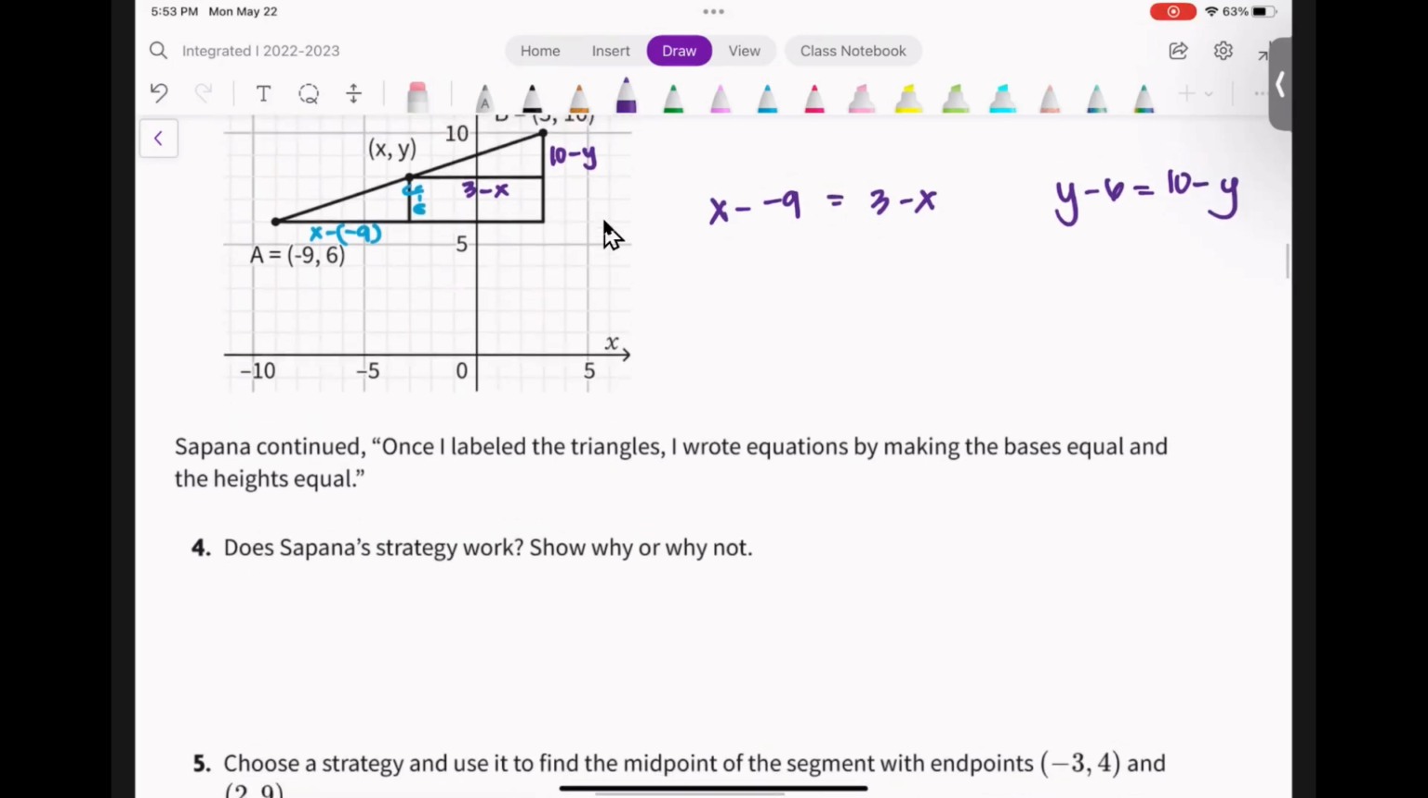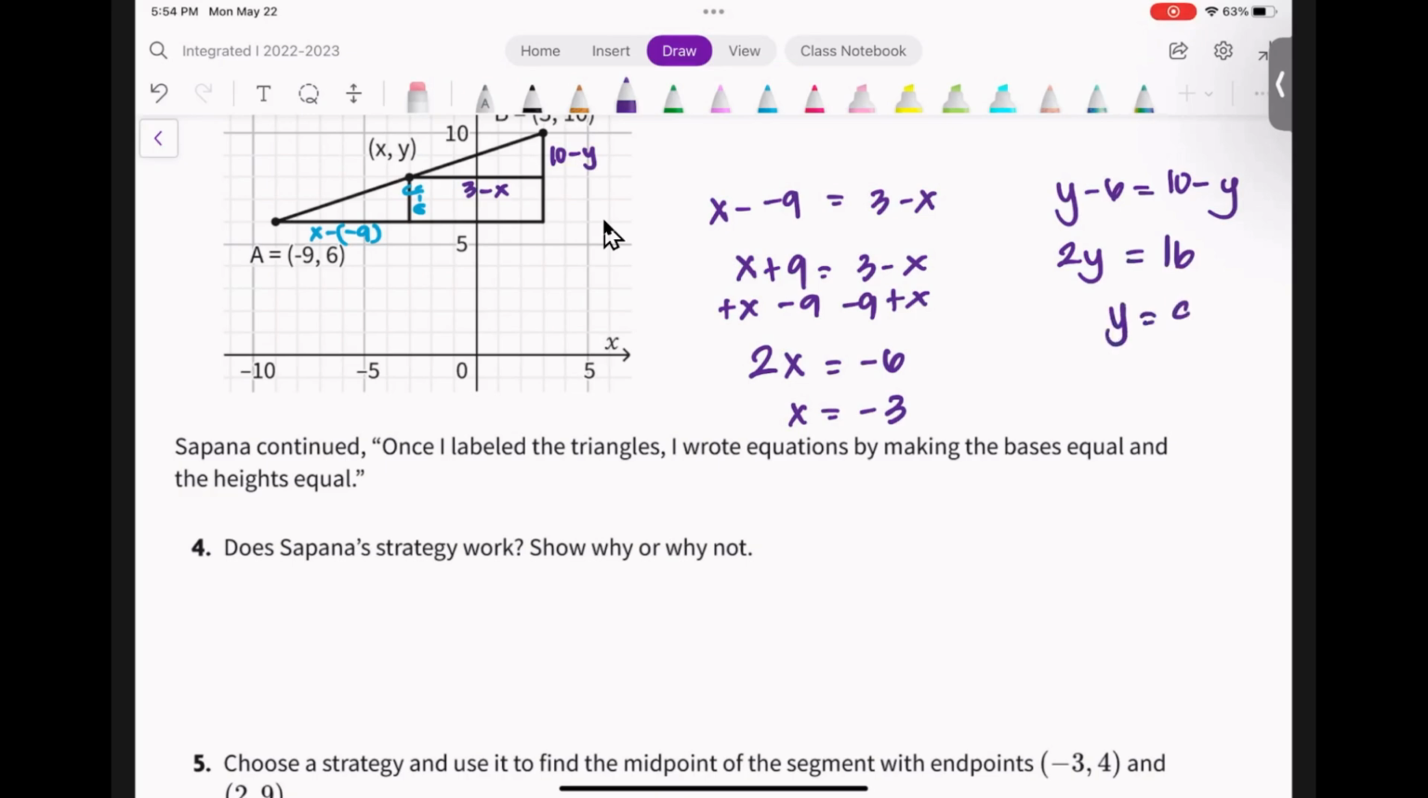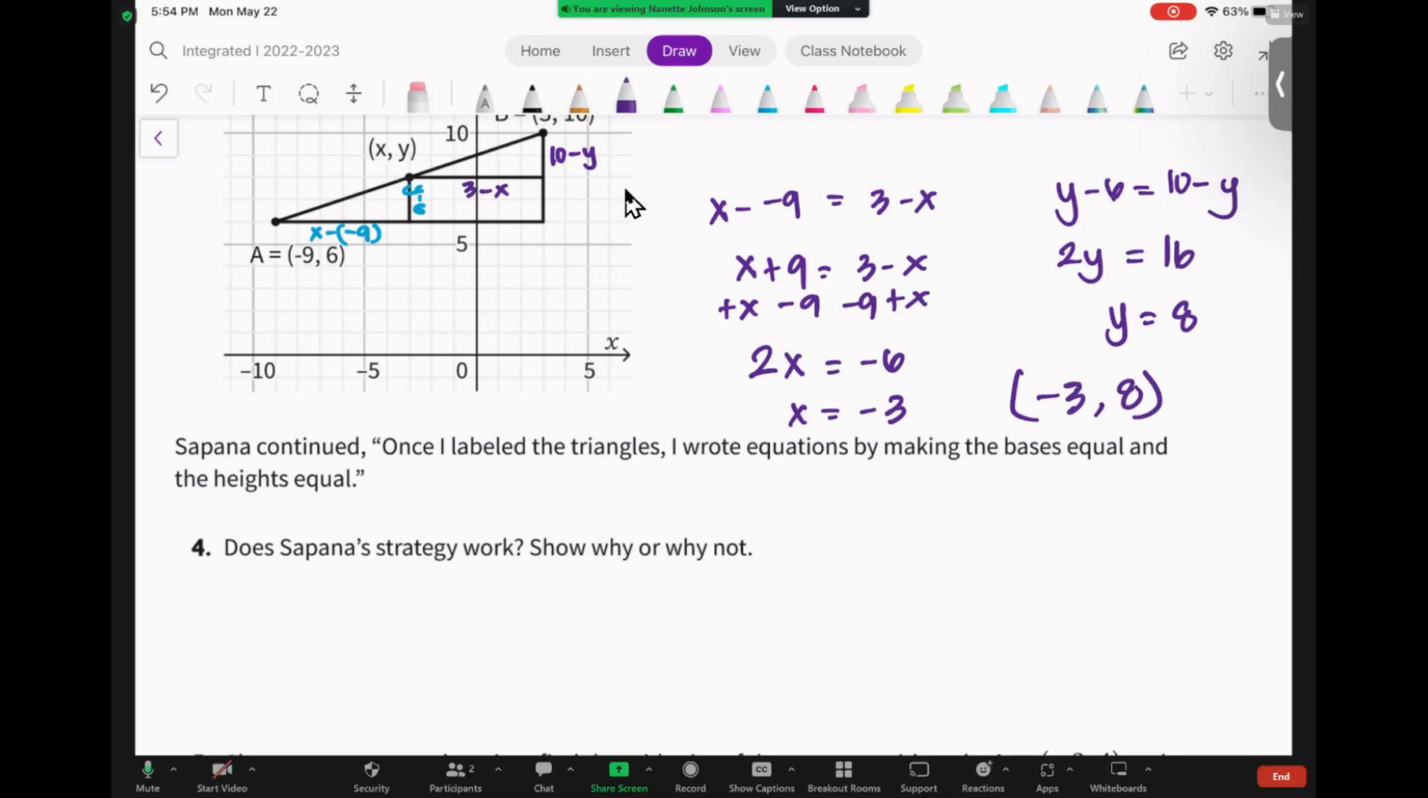So let's just go ahead and solve those just to make sure. We get x plus 9 equals 3 minus x. So then I would add x to both sides. At the same time, I subtract 9, and I get 2x equals -6. Therefore, x equals -3. And 2y equals 16. So therefore, y equals 8. And if you look at that point, that is the point -3, 8, right? So does her strategy work? And if so, why or why not?